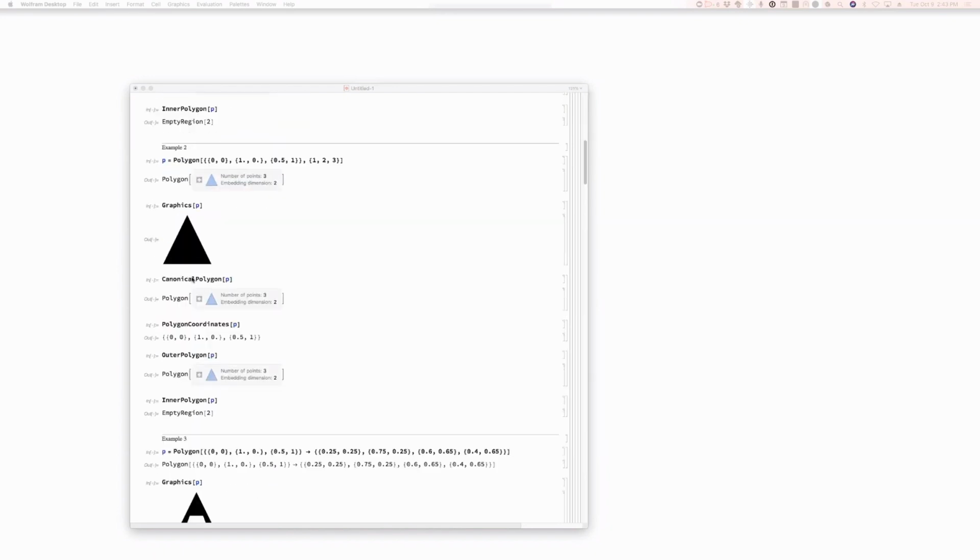Okay, for people joining us on the live stream, we are reviewing some geometric computing capabilities for the upcoming version of Wolfram Language. All right, so we had already looked at a bunch of things with polygons, right? And polygons with holes and so on. That's right.